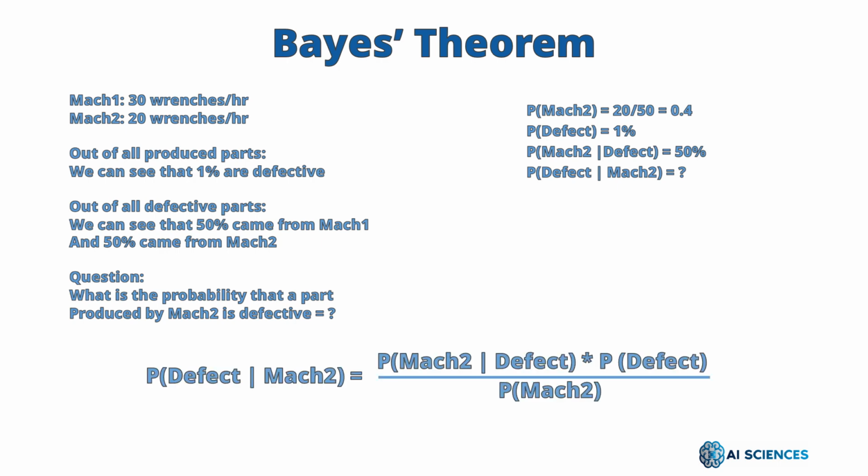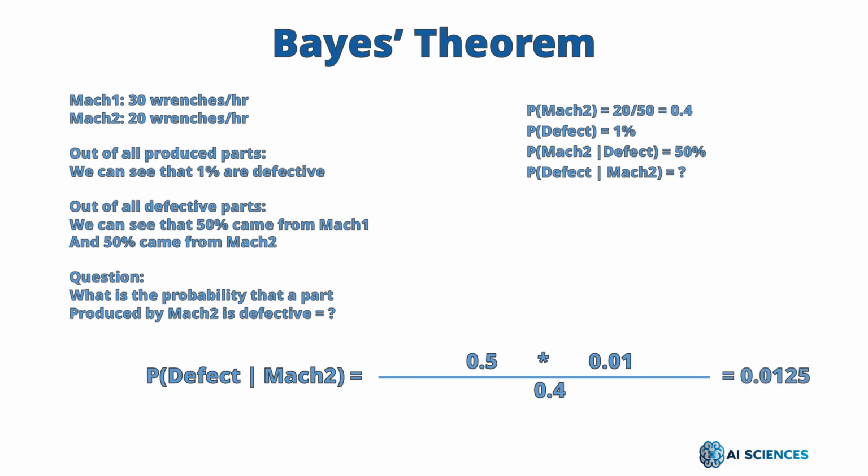So if we write this down like the Bayes theorem we saw earlier, then the equation will look something like this. And if we put all the values that we calculated earlier into this equation, then we will get 0.0125. That means 1.25%. So the probability that a wrench is defective given it came from machine 2 is equal to 1.25%.